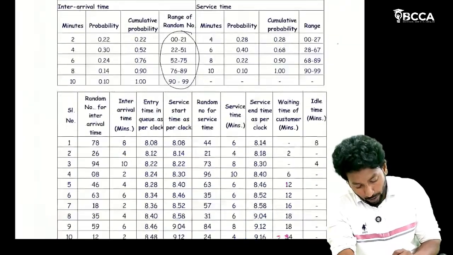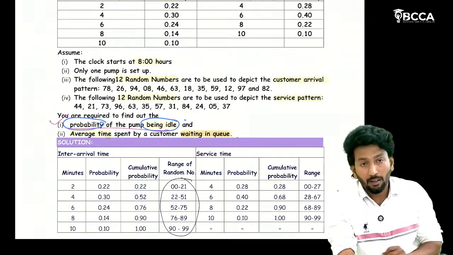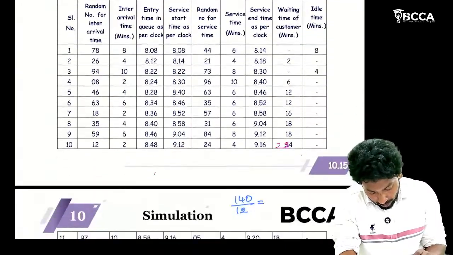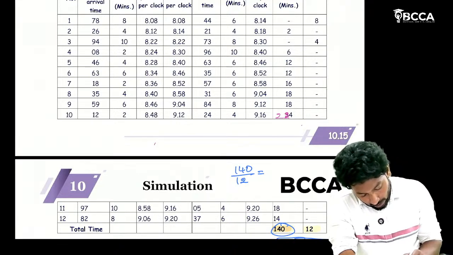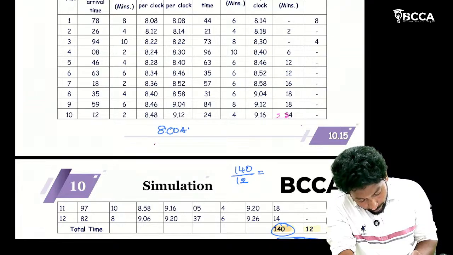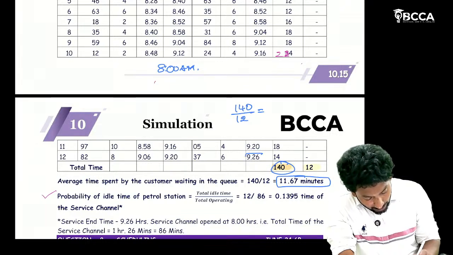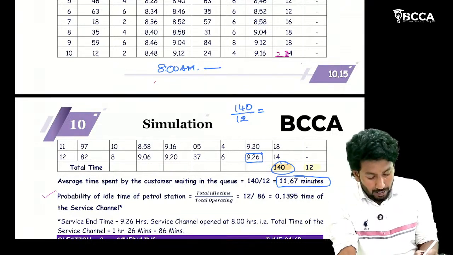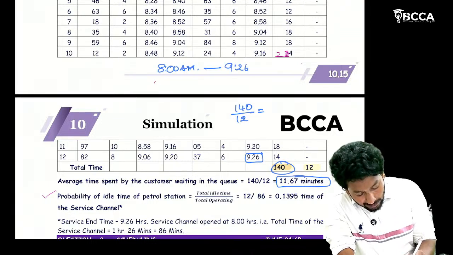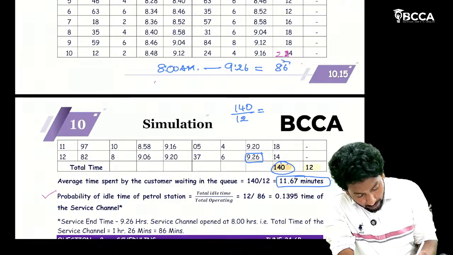Okay, next point. Probability of the pump being idle. The petrol pump has opened at 8 o'clock, sir. Total operating time: the petrol bunk opened at 8 a.m. and the last customer ended their service at 9:26. That means they have operated from 8 a.m. to 9:26. That means how many minutes? 86 minutes in total.